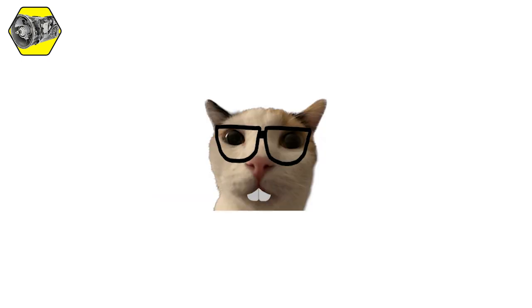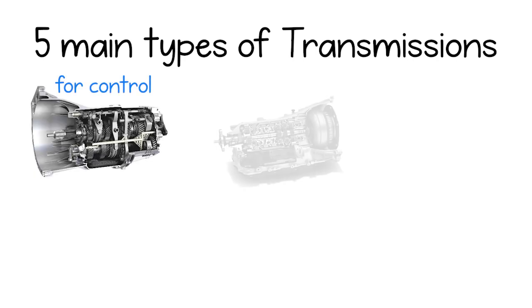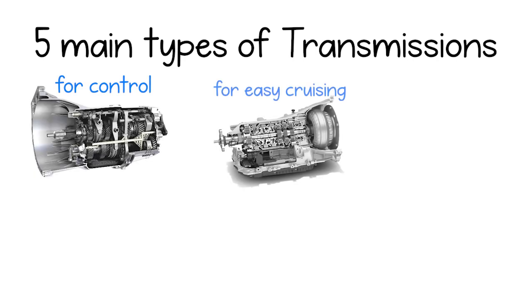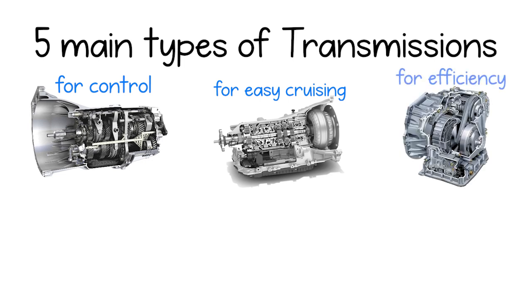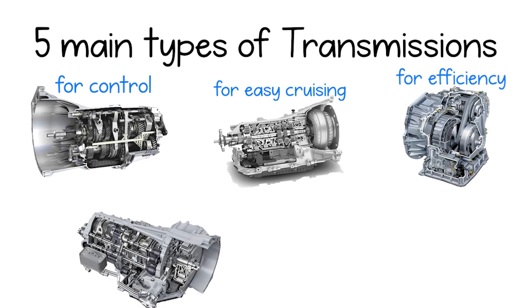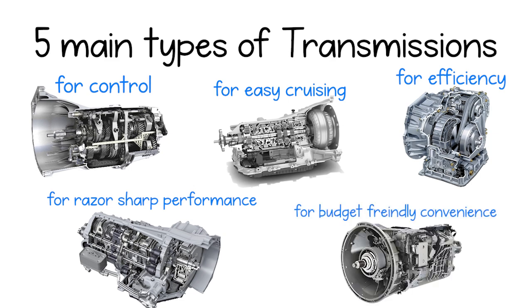So, to wrap it up, the five main types of transmissions: manual for control, torque converter automatic for easy cruising, CVT for efficiency, DCT/DSG for razor-sharp performance, AMT for budget-friendly convenience.